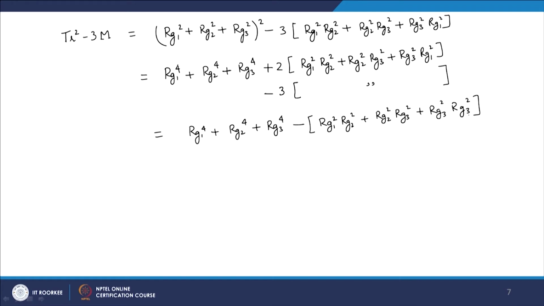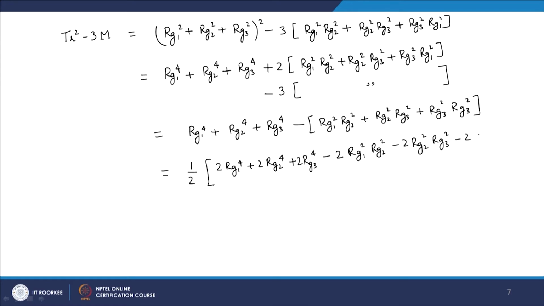and so we can write, okay. So, a bit of a manipulation here. What we do here is I write this as 1 by 2, and then we have twice 2 coming here. So, we have 2 Rg1 4 plus 2 Rg2 4 plus 2 Rg3 4 minus 2 Rg1 square Rg2 square minus 2 sorry, it has to be Rg1 here. And now I can form squares.